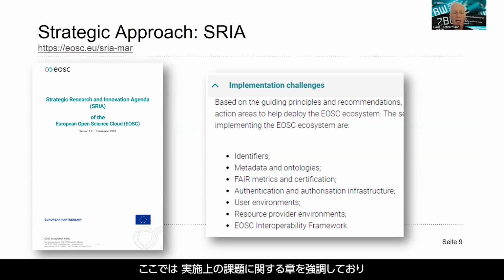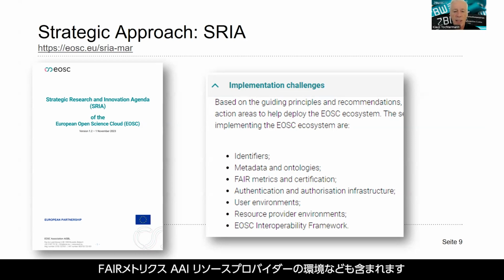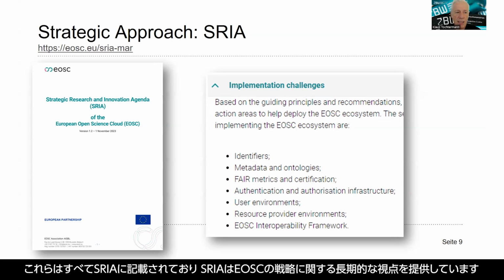And I have highlighted here, for example, the chapter on implementation challenges. So you get an idea of what we discuss. A continuous discussion is PIDs, persistent identifiers, because we have different implementations in place, like DOIs or handles. Metadata and ontology is certainly another important topic, FAIR metrics, AAI, resource provider environments, and things like that. This is all written down in the SRIA, and the SRIA has a long-term perspective on the strategy for the EOSC.